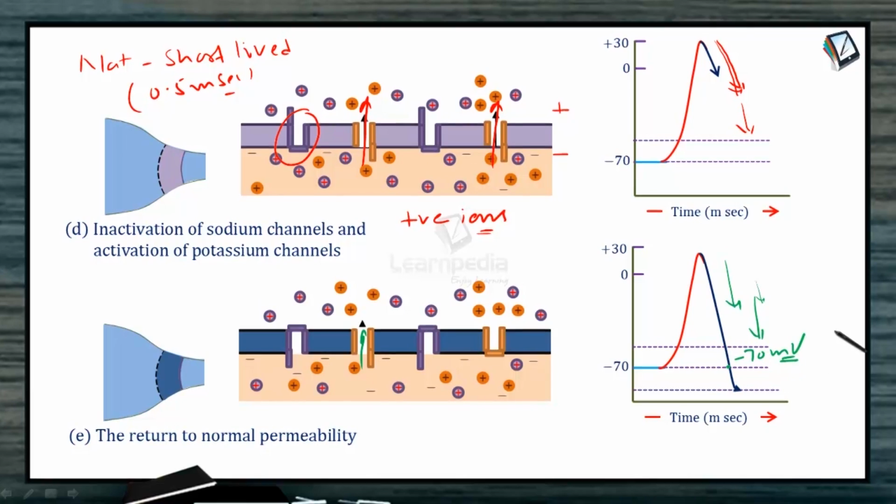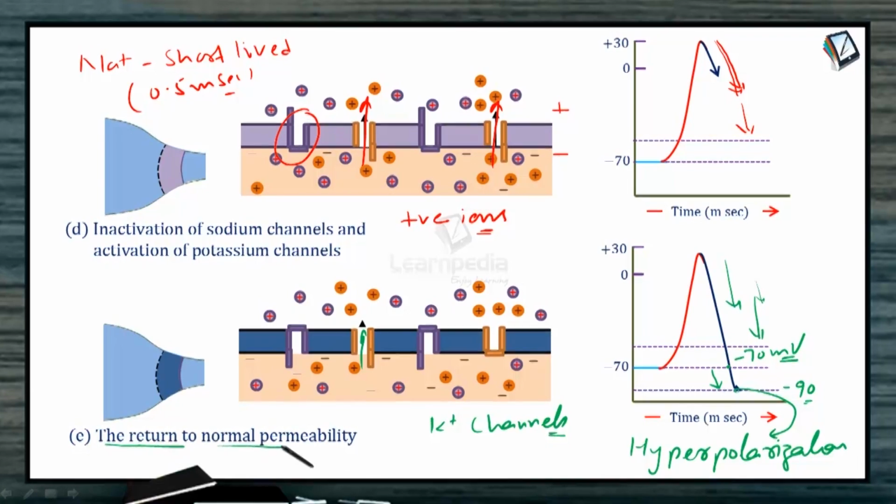We have already discussed that if potassium channels remain open for longer time, then potential across the membrane may fall beyond minus 70 millivolt. It could be minus 80, minus 90, minus 100, and this point is called hyperpolarization. So you can see here, return to normal permeability, return to normal potential.